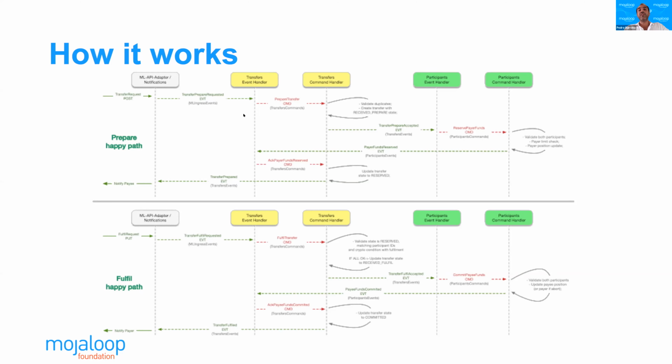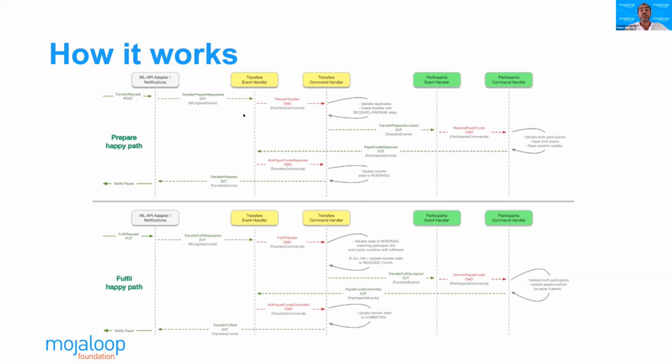This event in turn gets picked up by the participant event handler, which will do the same logic. It will say, well, I need to do something when this event happens, so I will create a command for the participants command handler to do the work. And I will send the reserve payer funds command. Then the participant command handler will interpret this command and work on it by validating the participants, checking the limits, and updating the position on the payer.